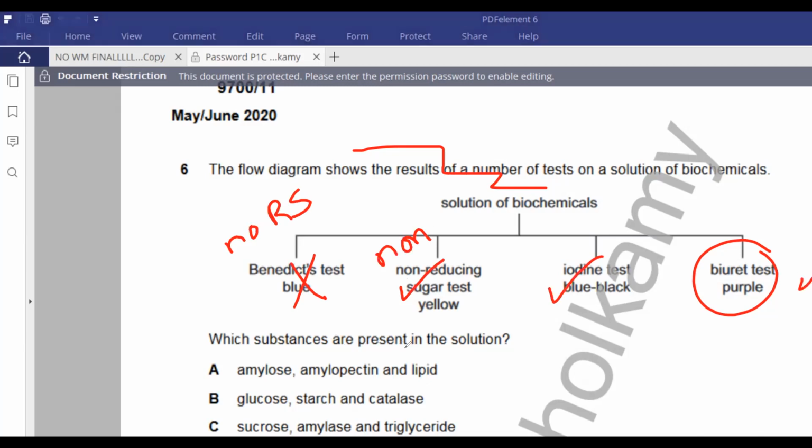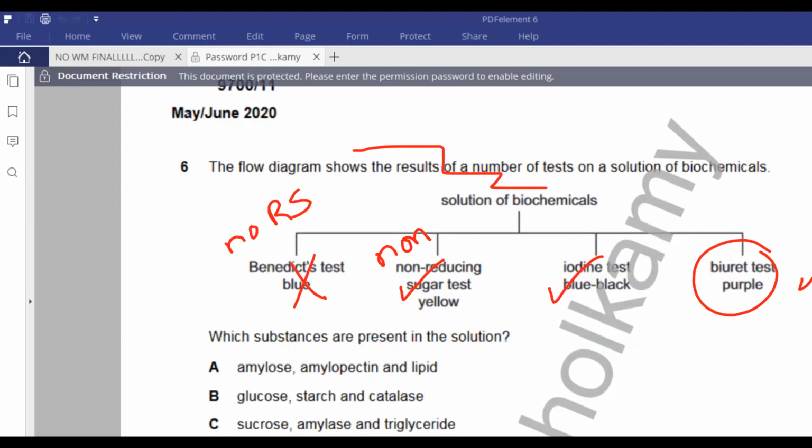Okay, which substances are present in the solution? Who will give me an answer? What is the only non-reducing sugar that we studied? It's very easy to spot the answer, by the way. We studied one example of non-reducing sugar. Which was it? Glucose. No, non-reducing. I said non-reducing sugar. Sucrose. Yes, so the answer is either C or D. So this will make us narrow down the answer.